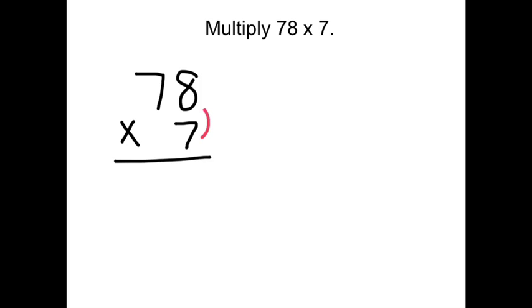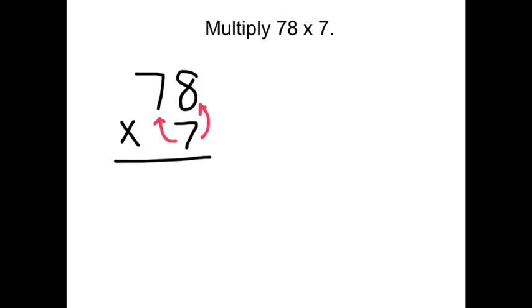There are two ways to do long multiplication. So if I want to multiply 78 times 7, there is the traditional way where you go 78 times 7, and your job is you need to multiply that 7 times the 8 and then times the 7.